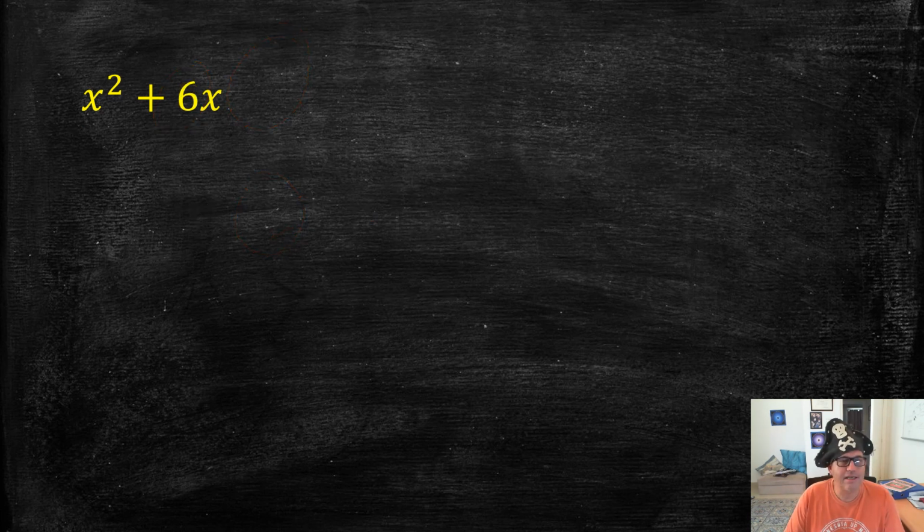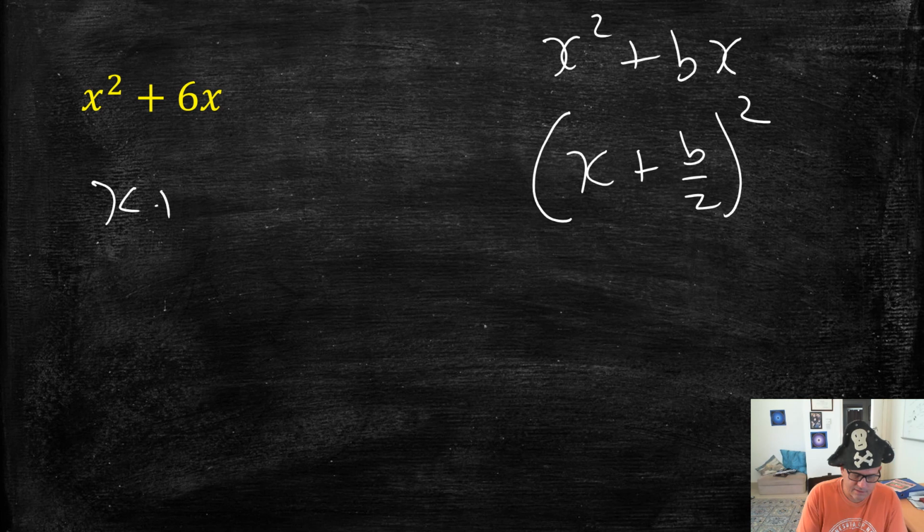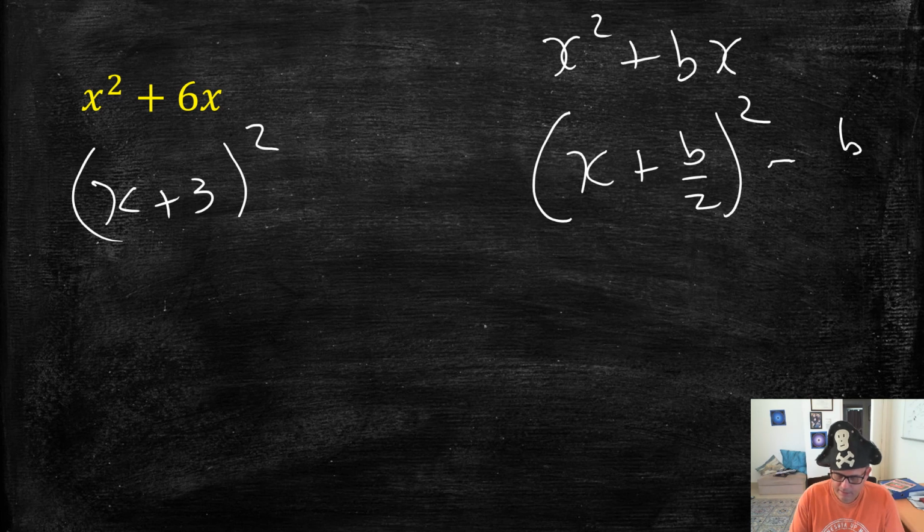So let's look at our next example. x squared plus 6x. Remember, this is x squared plus bx. How do we complete the square? It's going to be x plus b over 2 squared, right? So it's going to be x plus 3 squared. And then I'm always going to have to take away b over 2 squared, always, always, always.